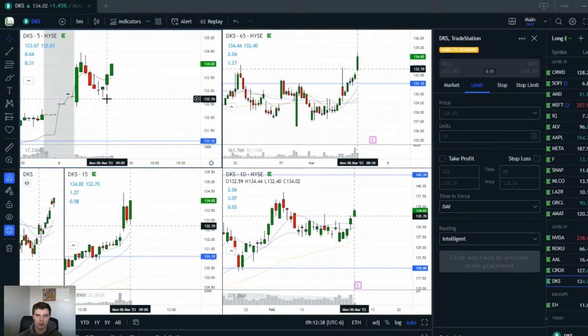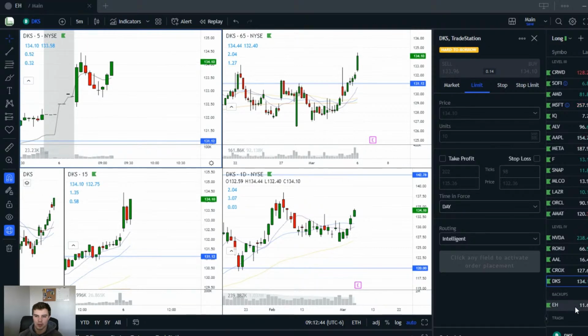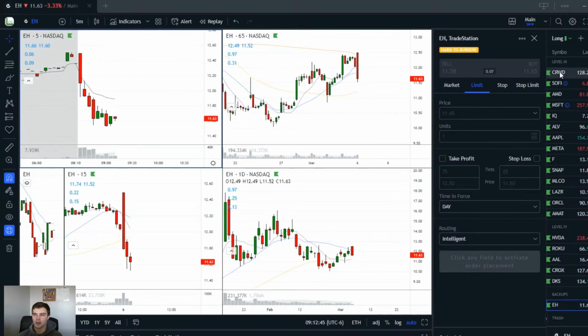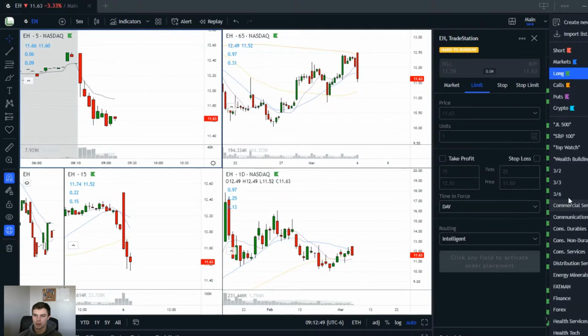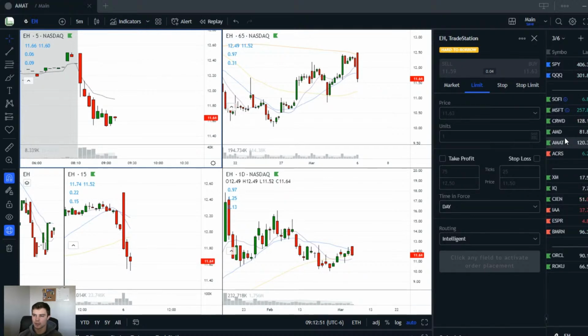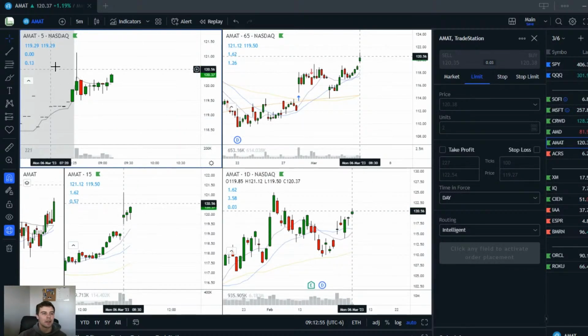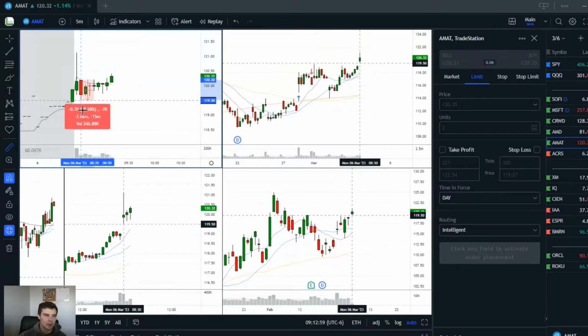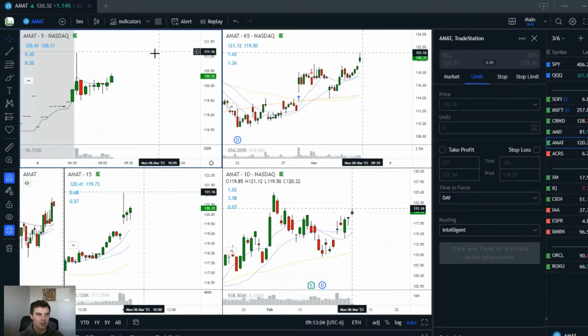DKS, another one, really thin, man. 240,000, 15-cent spread. All right. So not really liking a whole lot here. AMAT's getting it going. So if you would have taken this thing, you probably would have gotten 120.20, about a 70-cent stop. So you're only up 20 cents.